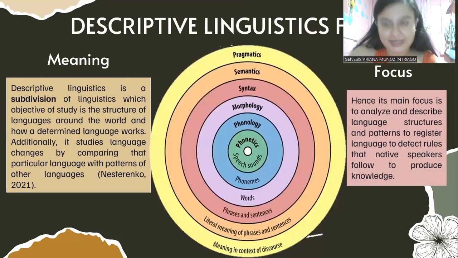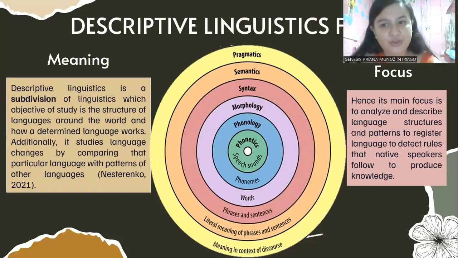So descriptive linguistics is a subdivision of linguistics that studies the structures of languages around the world and how a determined language works or how it is used, okay? Additionally, it studies language changes by comparing that particular language to the patterns of other languages, okay? It also studies how language has evolved through time, okay? Since the beginning of times until nowadays.